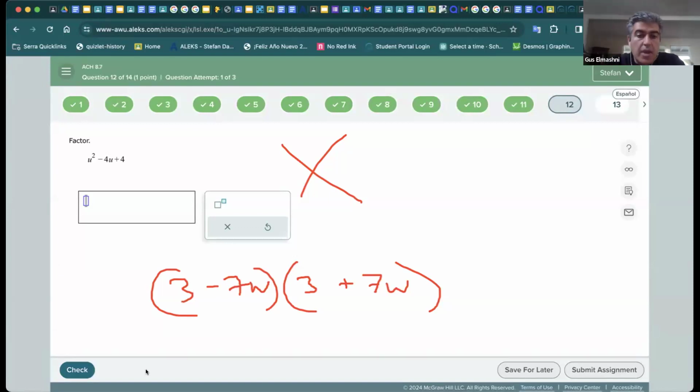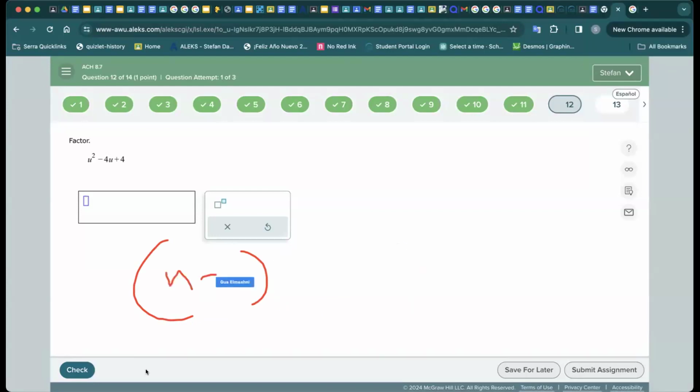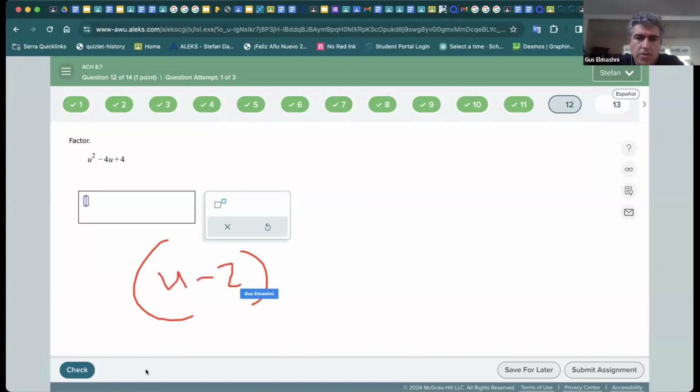Okay. So again, you have a perfect square trinomial. And you actually only need one. U minus two, and then squared. There we go.